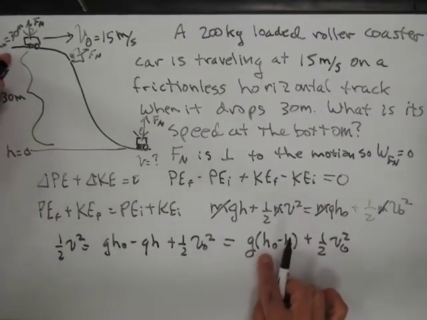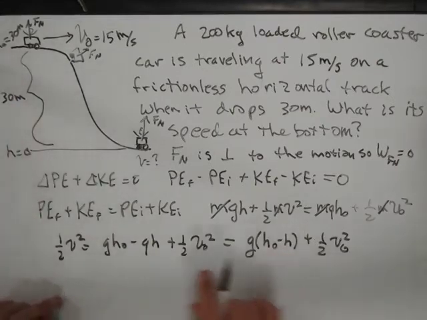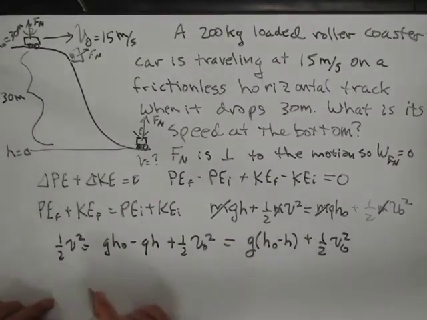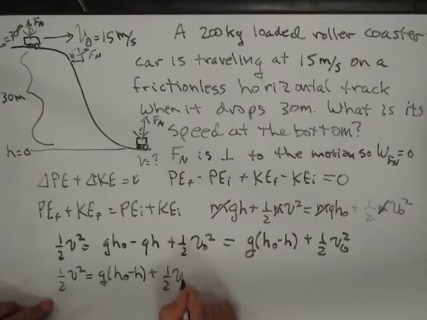Instead, we have h naught equals 30, and h is 0, we still get 30 here. Okay. And so now I have this equation. I'm just going to rewrite it here. I have 1/2 v squared equals g times h naught minus h. Get it right. H naught minus h plus 1/2 v naught squared.